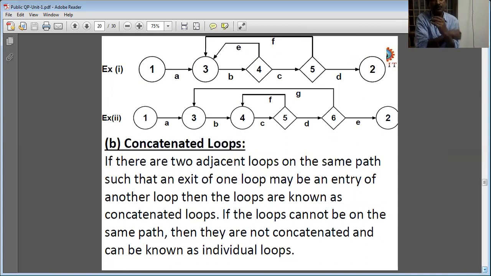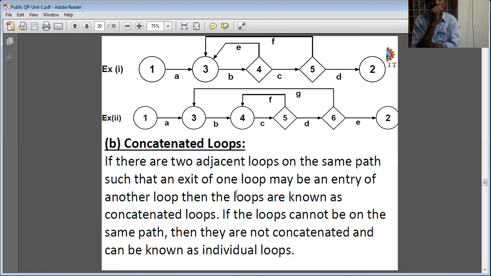In these figures, both figures, see here 1, 3, 4. It comes again 3, 4, 2, 3, like that. Here it creates a loop. Similarly, 3, 5 to 3 creates a loop. So outer loop and inner loop. Here in the second figure, inner loop is 4, 5, 4, 5. Outer loop is 3, 6, 3 to 6. So inner loop and outer loops.